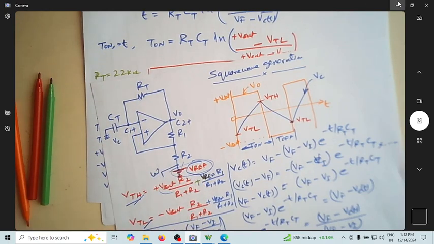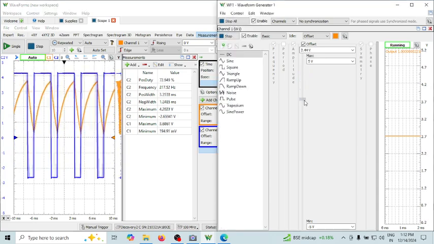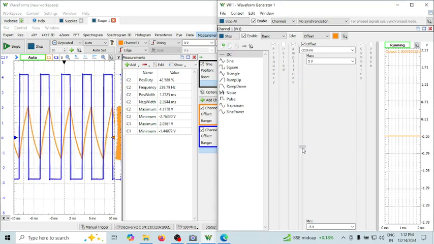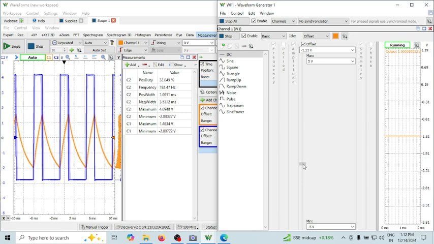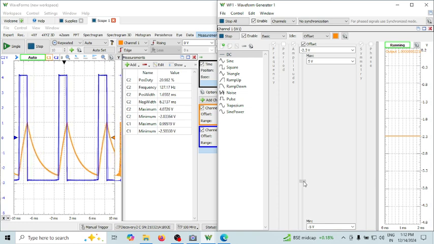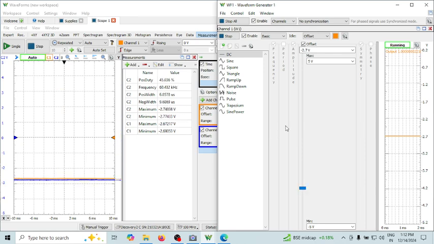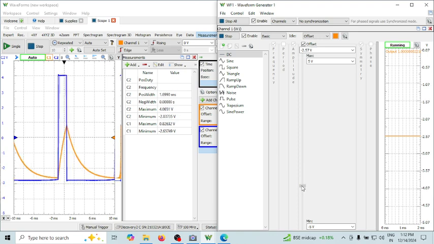So let me show you how I get a lower duty cycle also. Just have a look at this. Let me put it in run mode and keep reducing the voltage. You can see the duty cycle keeps on reducing. Now it is 32%, you can see 26%, now it has become 23%, now it is 15%. This cannot be lesser than minus Vsat. Now you can see it's around 16%.